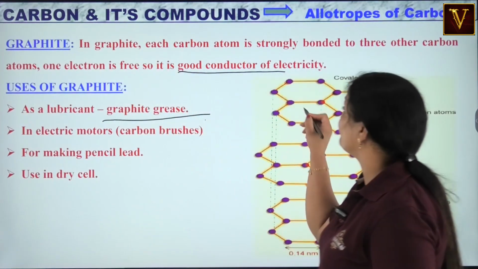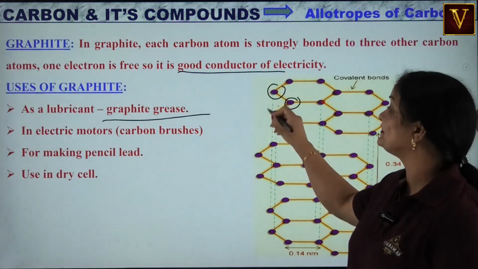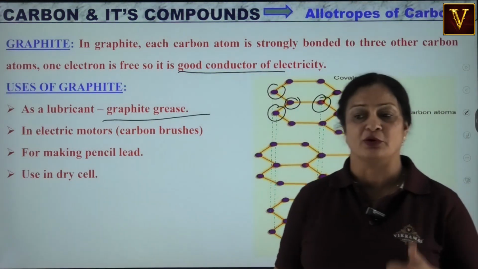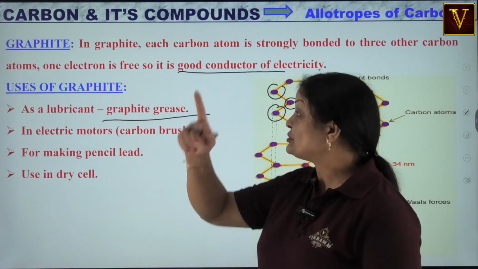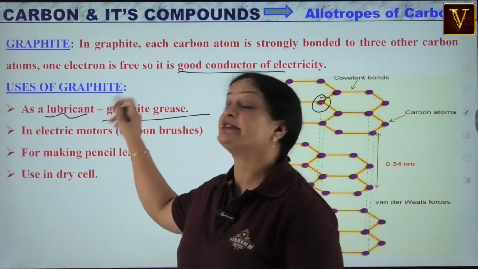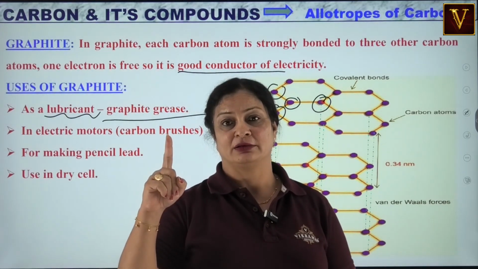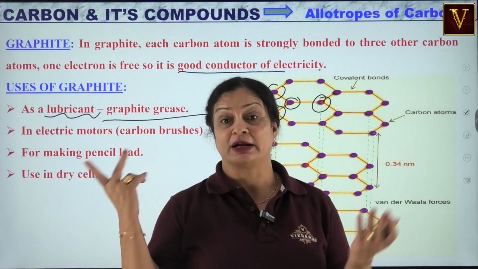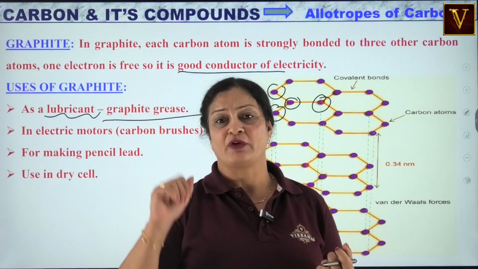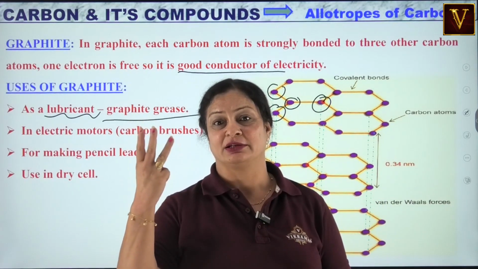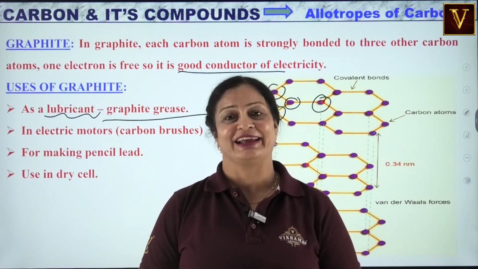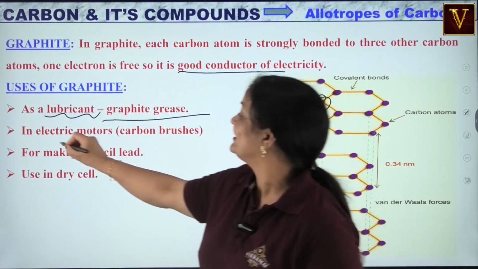Yes. In graphite, one carbon atom is attached with 3 other carbon atoms. 1 electron is free. Due to that free electron, it is used as a lubricant. Why is graphite used as a lubricant? Due to the structure. What is the structure of graphite? In graphite, 1 carbon atom is attached with 3 other carbon atoms. 1 electron is free.